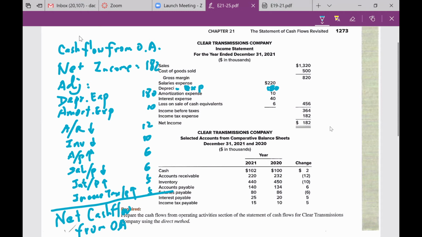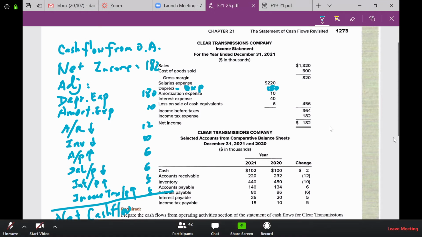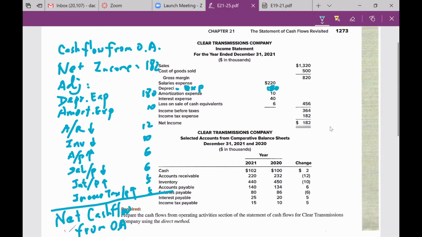Oh, this question. Again, this is the indirect method, right? So we're going to start. This is just for cash from operating activity only. We're not talking about investing or financing. This is operating only, and this is the indirect method. That's why we start with net income, which is here 182.